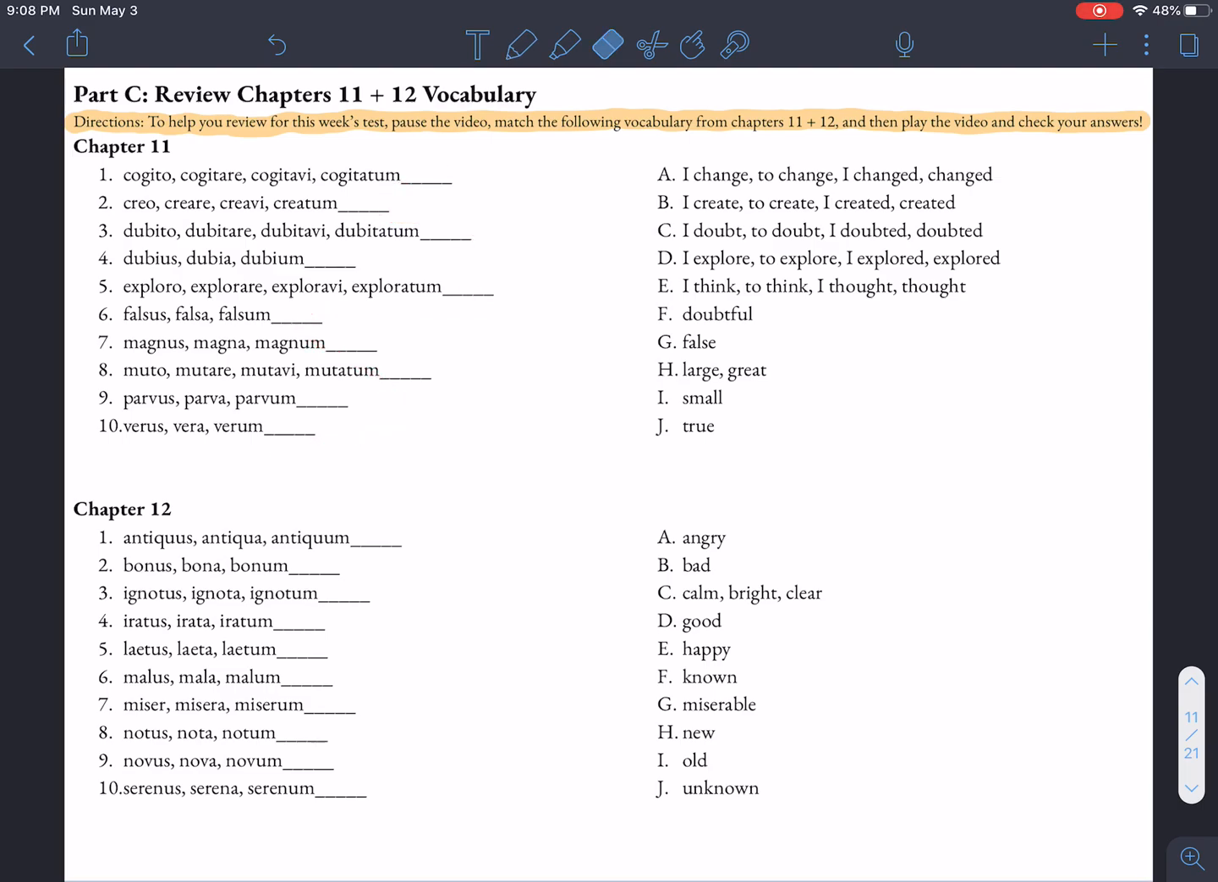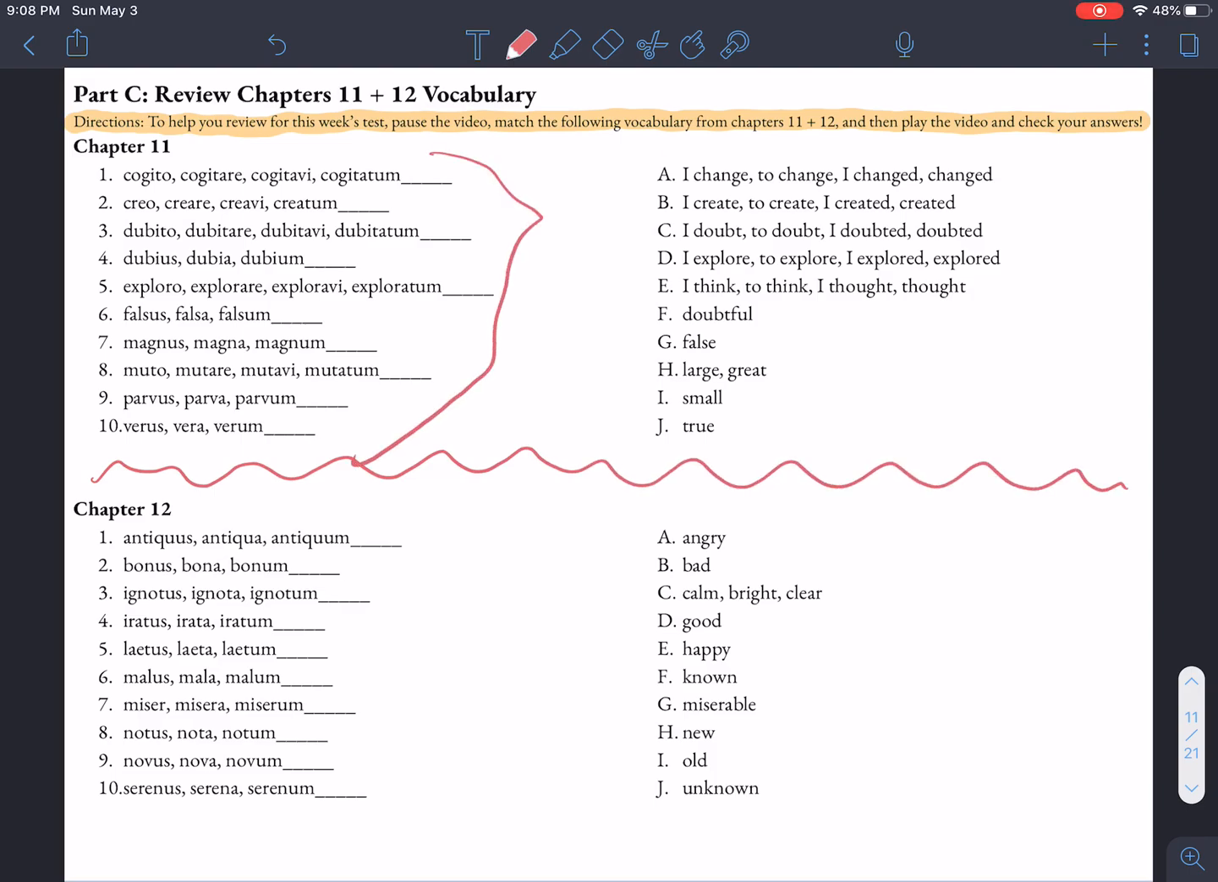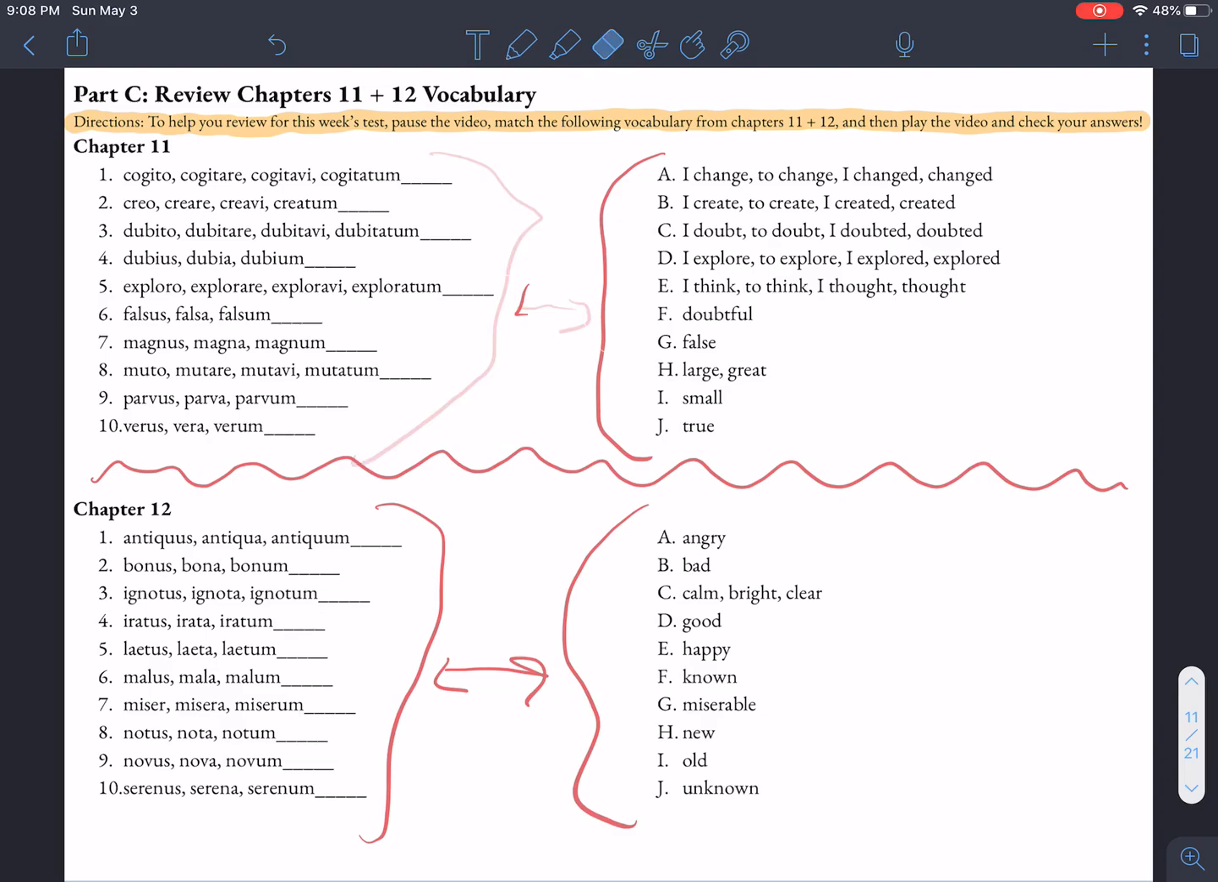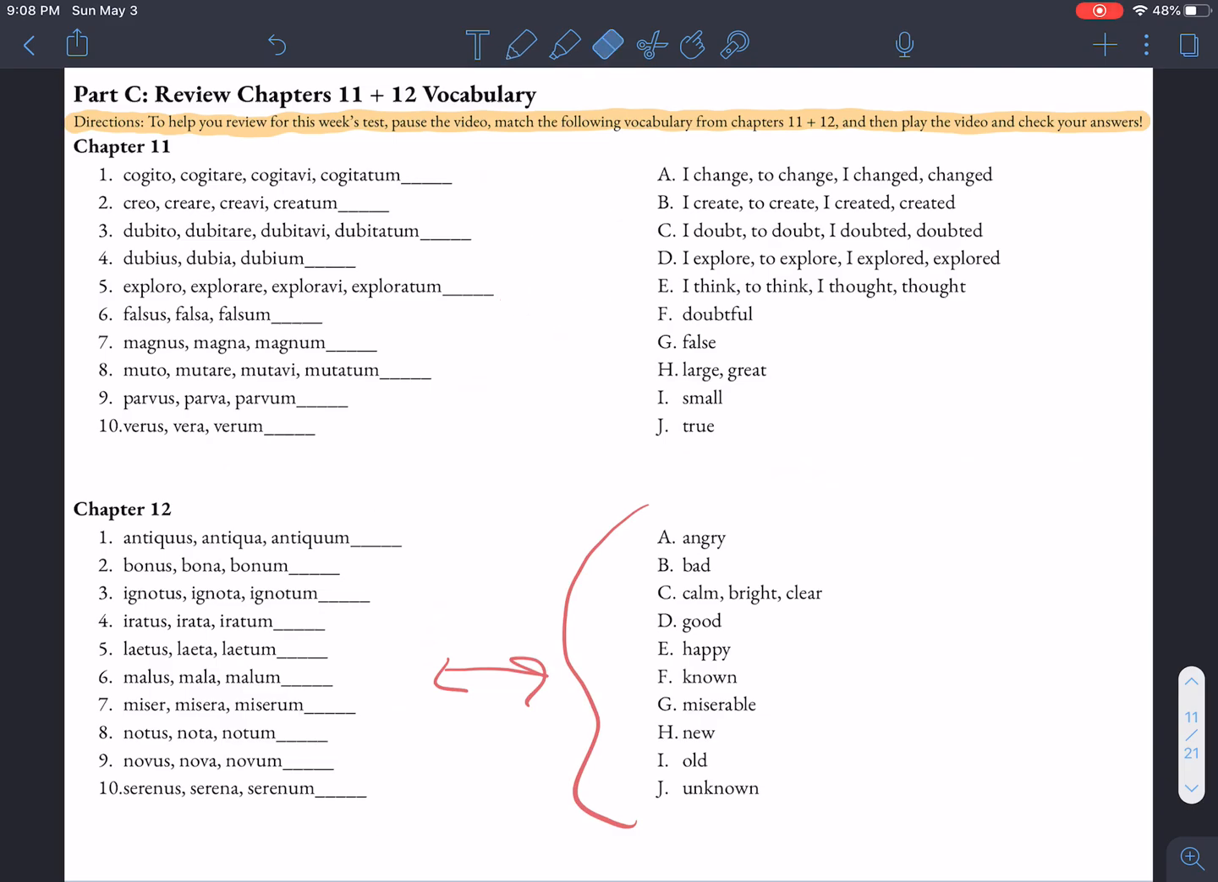Just keep in mind they're separated. So these can only go with these, and these can only go with these. There's not going to be any crossing anywhere. So if you can, go ahead, give it a try, and when you're ready, we'll go over the answers together. So off you go.